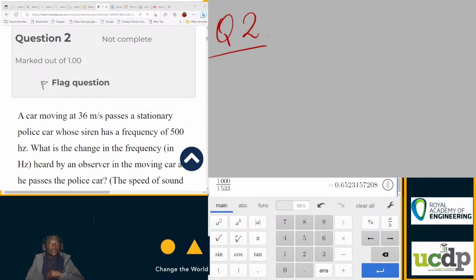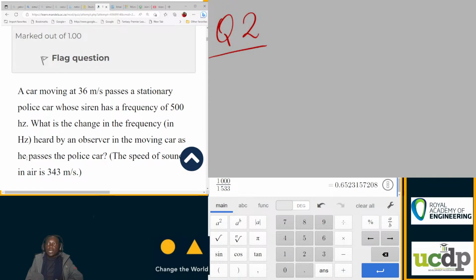All right. A car moving at 36 meters per second passes a stationary police car whose siren has a frequency of 500 Hz. What is the change in the frequency in Hertz heard by an observer in the moving car as he passes the police car? So the speed of sound in air is 343 meters per second. This time is given.